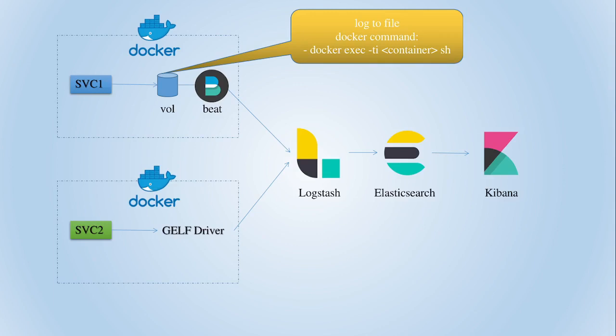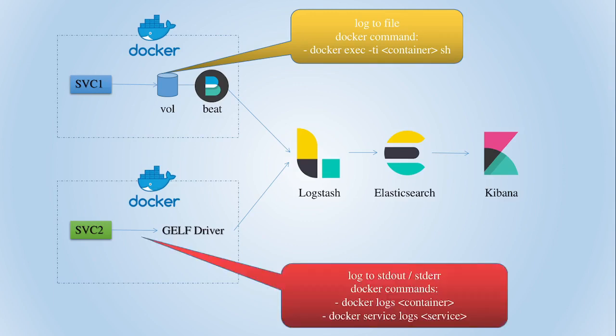And for service 2, the log is written to standard output or standard error. So we can check the log by using the command docker logs, or docker service logs for Docker Swarm services. Since the log is written to standard output, we can directly ship the log to Logstash using the Docker Gelf driver. It is a Docker plugin that is included when you install the Docker engine.